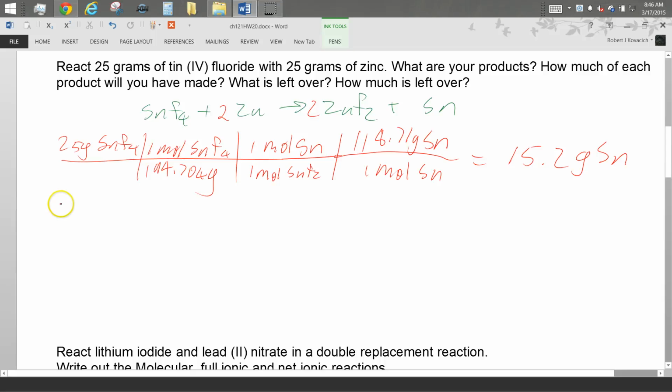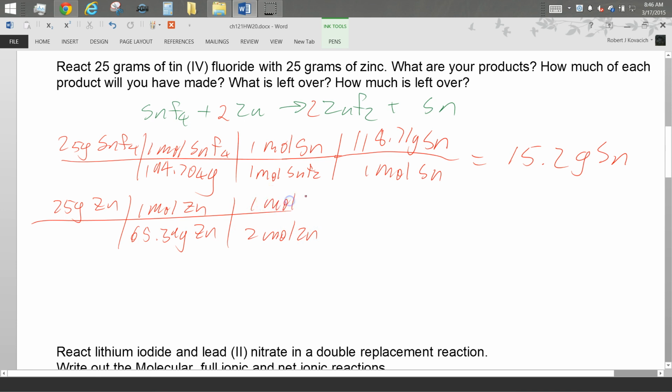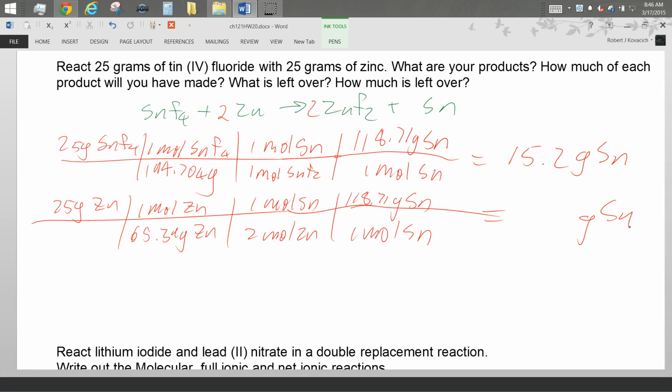So I'm going to take my 25 grams of zinc. For every 1 mole of tin, 65.39 grams of zinc, and 2 moles of zinc, and 1 mole of tin, and 118.71 grams of tin, 1 mole of tin. That'll be grams of tin. So I've got 25 divided by 65.39 divided by 2 times 118.71.